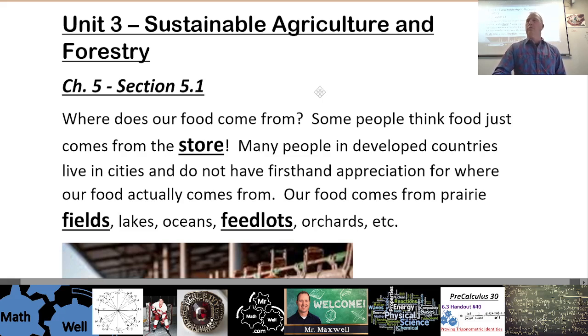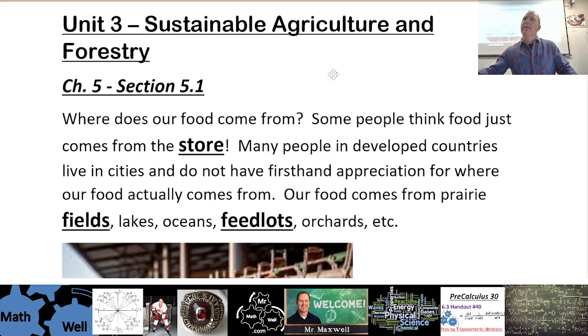All right, so 5.1. In section 5.1, we are talking about sustainable food production. Where does our food come from? If you asked some people, I'm sure they would just say from the store. I go down to the store, that's where the food comes from. But if you think a little bit more deeply, food comes from lots of different places.